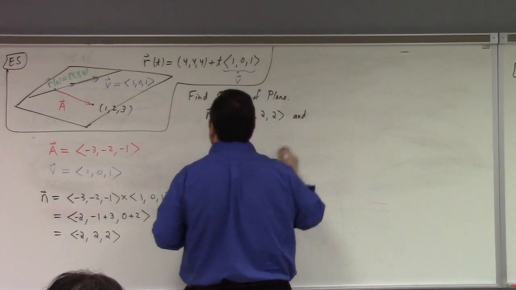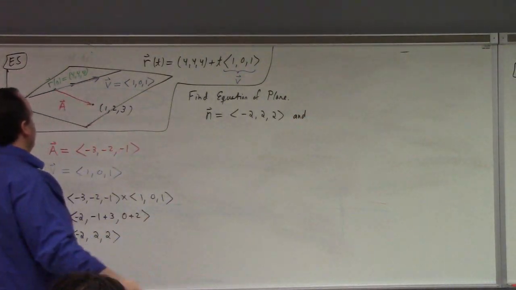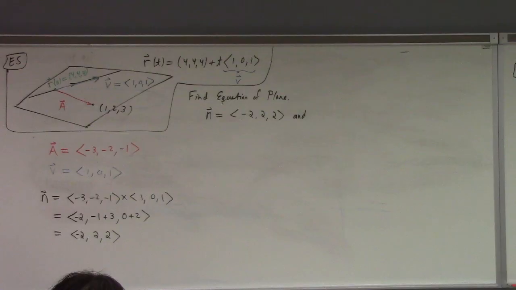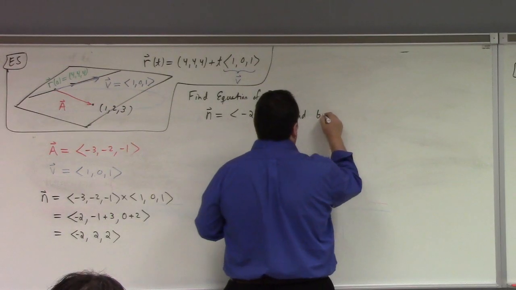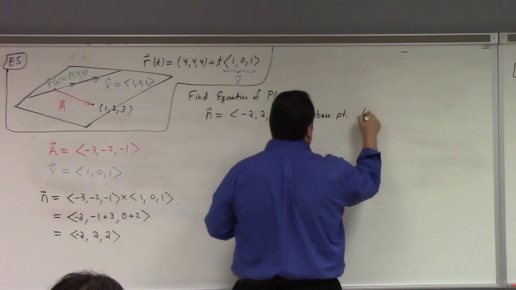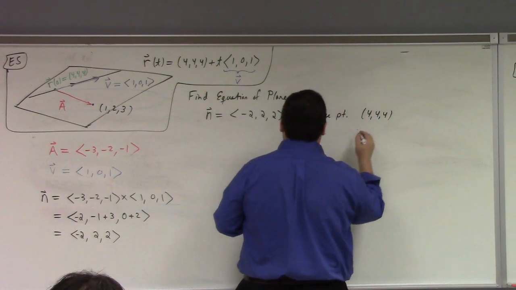And what's the base point? I mean, you got tons of choices, right? You could use 4, 4, 4. You could use 1, 2, 3. What do you guys want to do? 4, 4, 4? Base point. 4, 4, 4. All right, great.